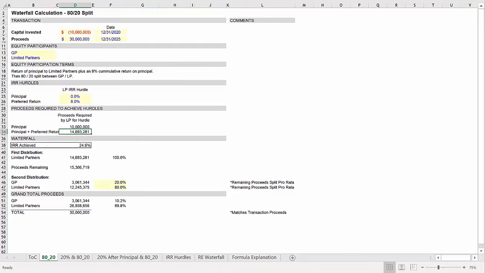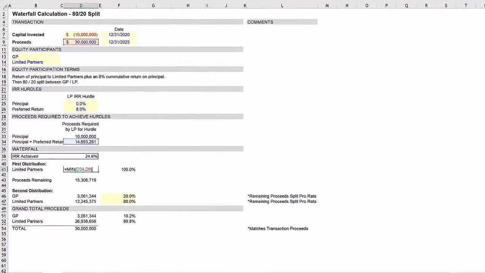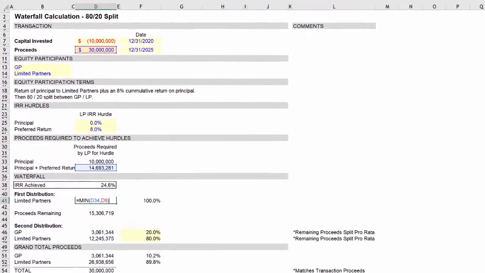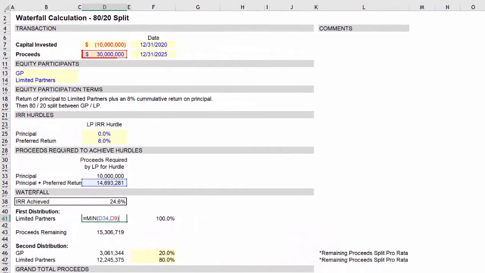So now that we've determined the value of the principal plus the preferred return, we can walk through the first step of our waterfall. So initially, all we're saying is that we want the lesser of 2 values, being either the total proceeds achieved, or the value of the first hurdle. In that way, if you don't have enough proceeds to reach the first hurdle, you will only return that lesser value. And if your proceeds are in excess of the first hurdle, as they are here, then you will only return the first hurdle.